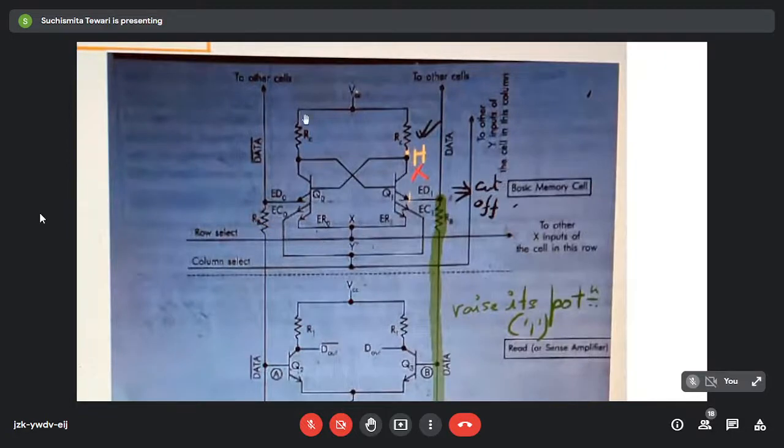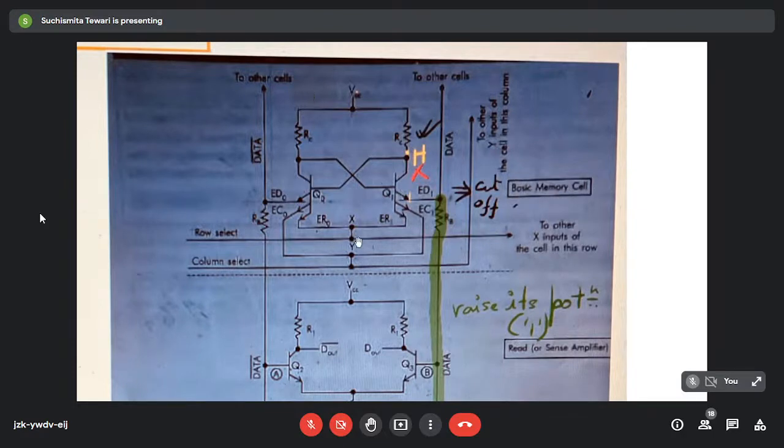This one consists of 2 BJTs, and with the arrowhead you can easily say that these are NPN type transistors. These 2 transistors are connected in a crisscross manner. The collector of this is going to the base of this, and the collector of this is going to the base of this. The collectors are connected to VCC through the collector resistance RC. This basically forms the basic memory cell.